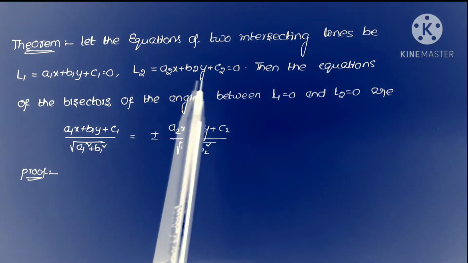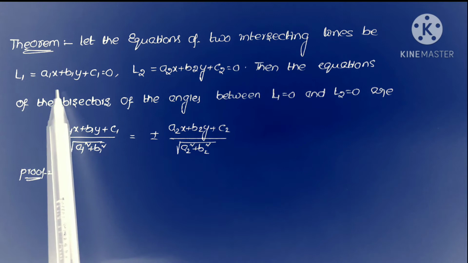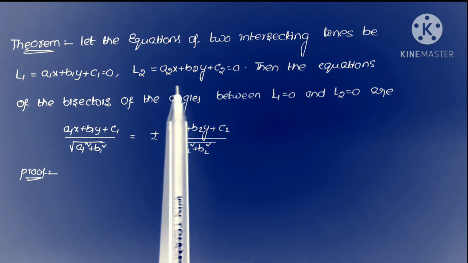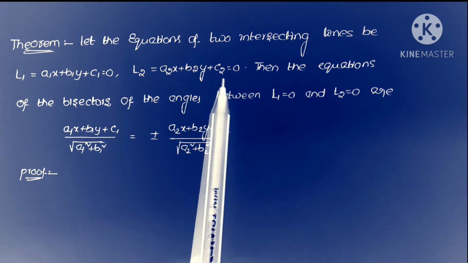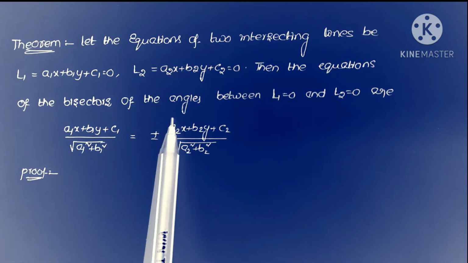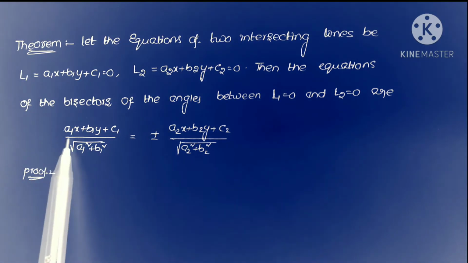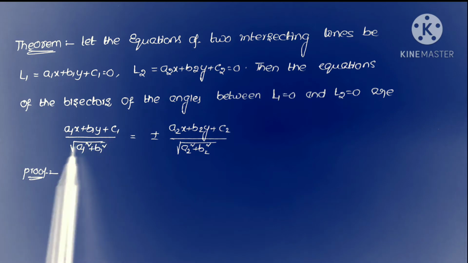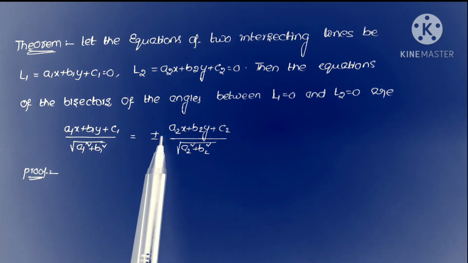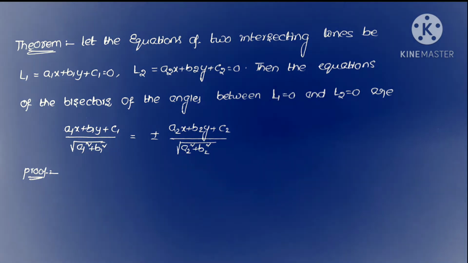First theorem. Let the equations of the two intersecting lines be L1: a1x plus b1y plus c1 equals 0 and L2: a2x plus b2y plus c2 equals 0. Then the equations of the bisectors of the angles between L1 equals 0 and L2 equals 0 are (a1x plus b1y plus c1) by square root of a1 square plus b1 square equals plus or minus (a2x plus b2y plus c2) by square root of a2 square plus b2 square.